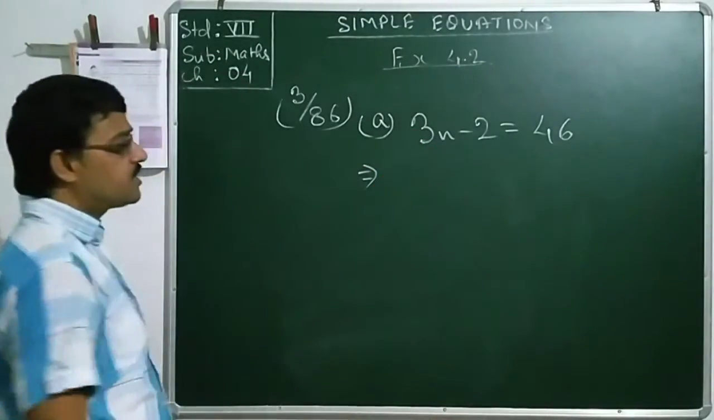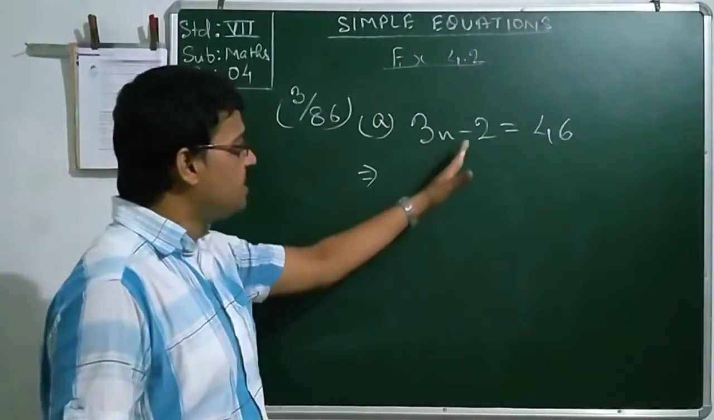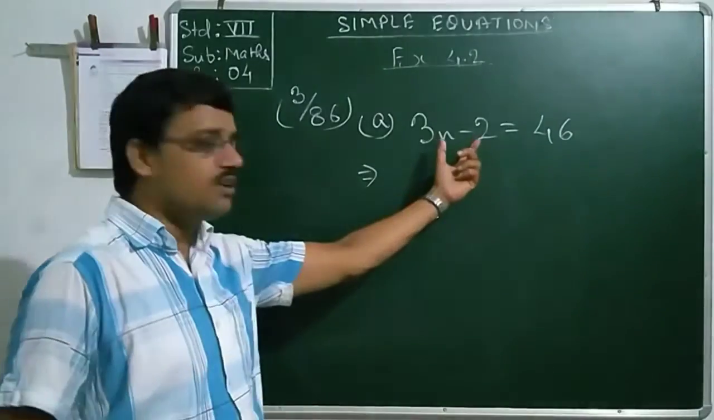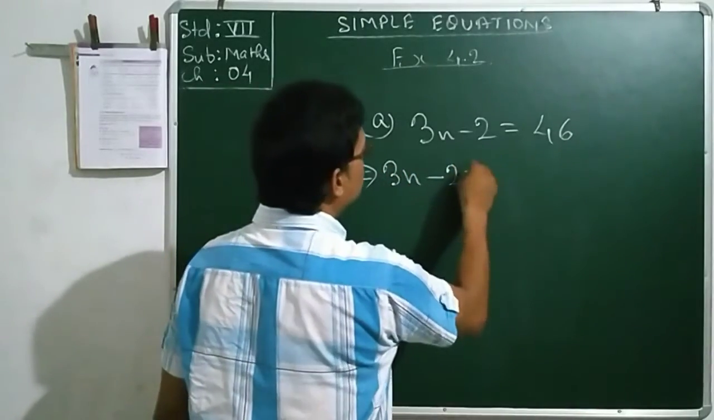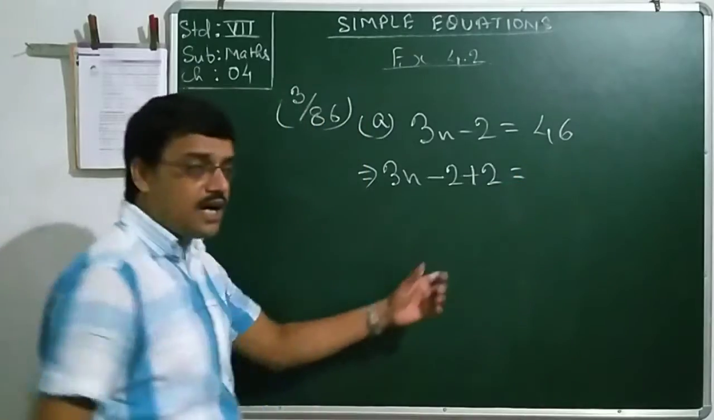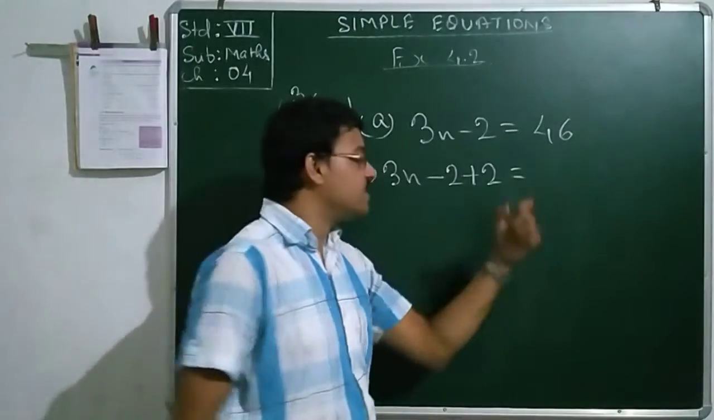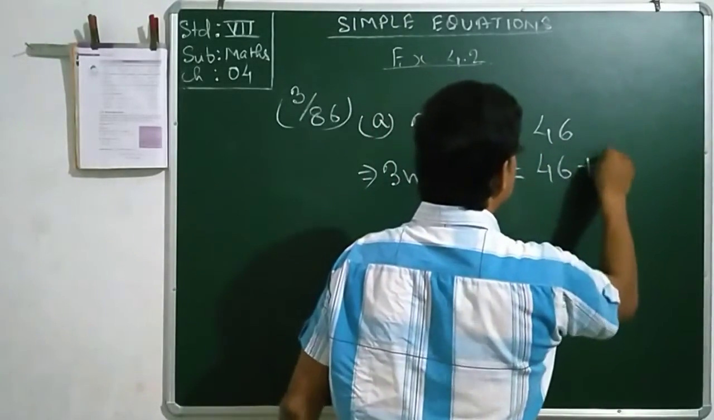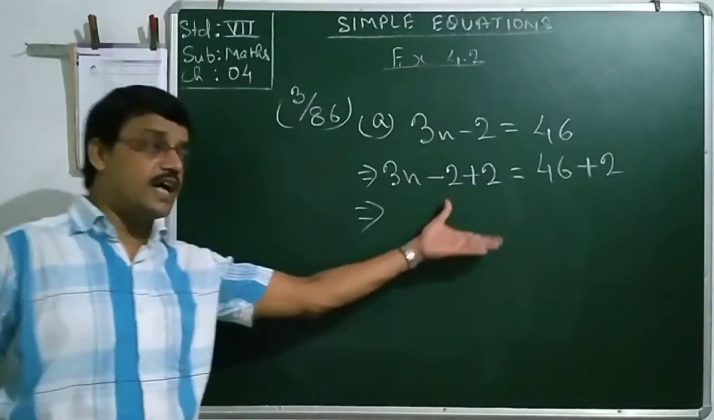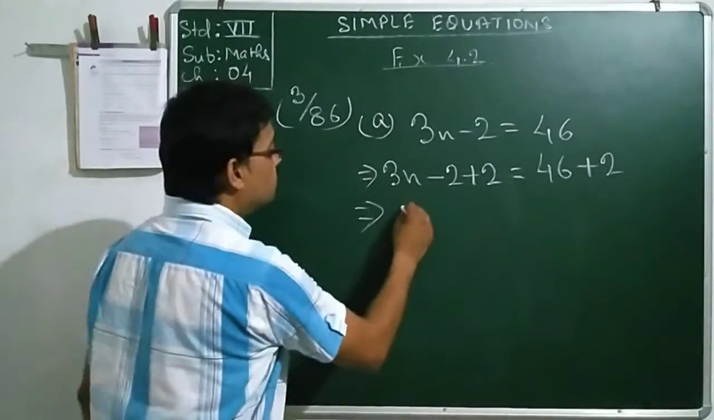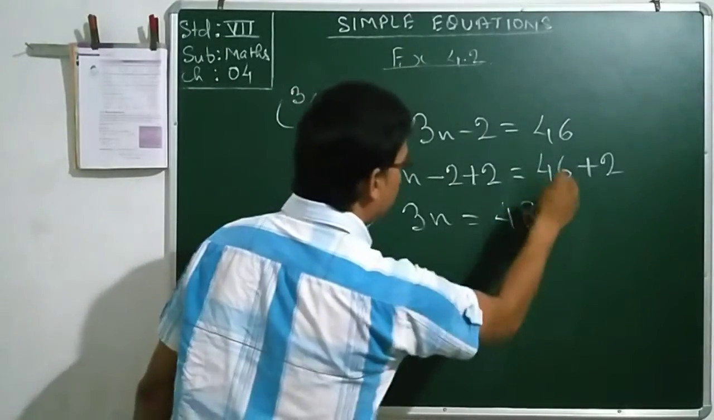To separate it, first the other term, that is minus 2, if we add 2 here, then the value of this term will be 0. So come to the next step as 3m minus 2 plus 2. Very similarly, as we have added 2 in the LHS, we will add 2 to the RHS also. 46 plus 2, and the next step is minus 2 plus 2, that is 0. So 3m equal to 46 plus 2, we got 48.